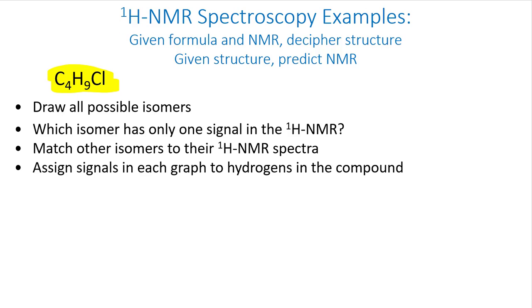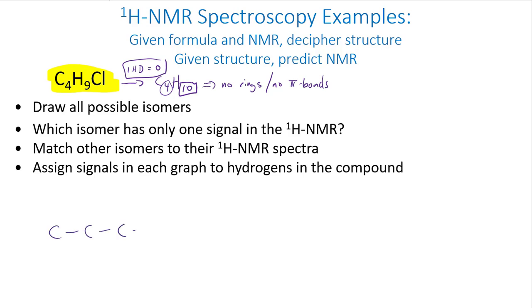Now the first thing that we might do is to use our index of hydrogen deficiency to figure out whether we have pi bonds or rings. For the purposes of our IHD, we'll turn that chlorine into a hydrogen to get C4H10, and we notice that 10 is double 4 plus 2, so we have no rings, no pi bonds present in this compound, so our IHD is equal to 0. We think about all the possible isomers.